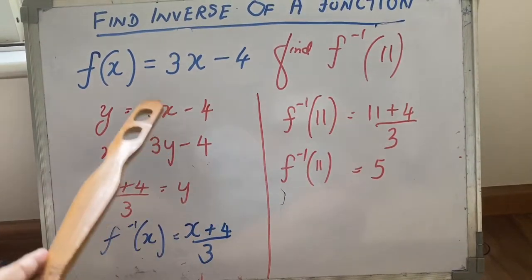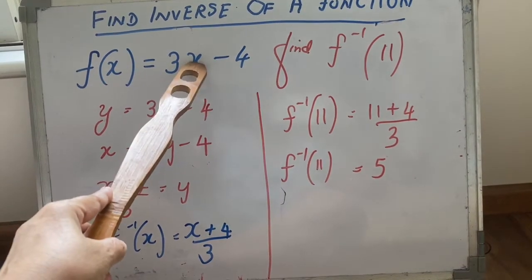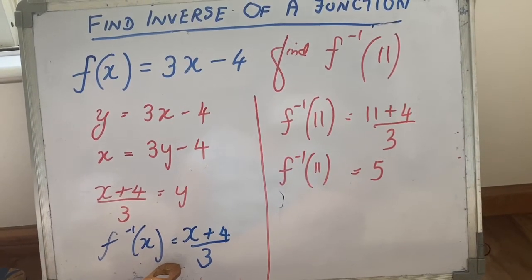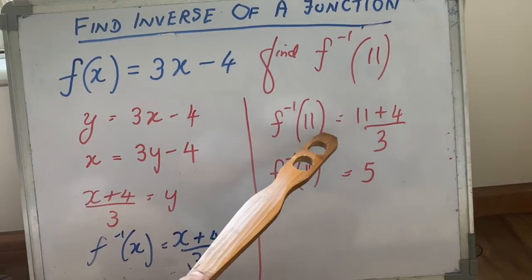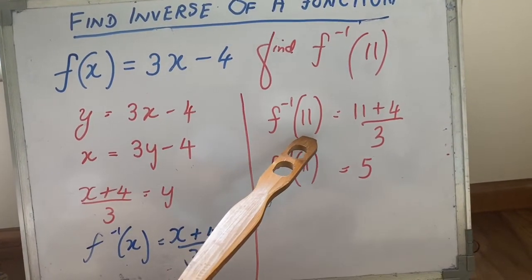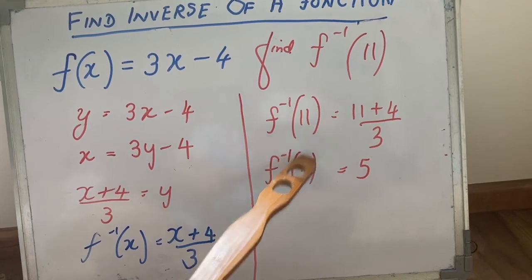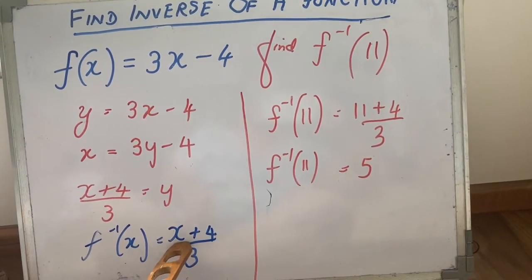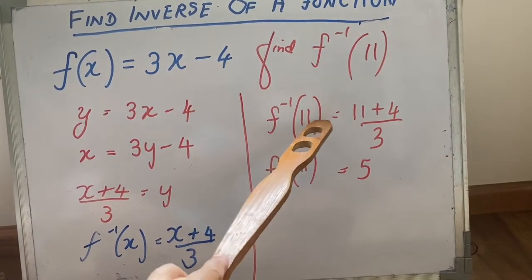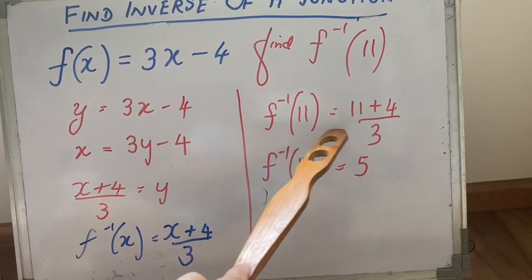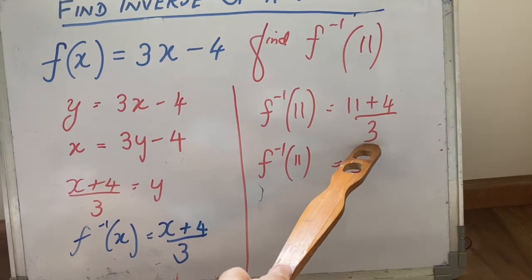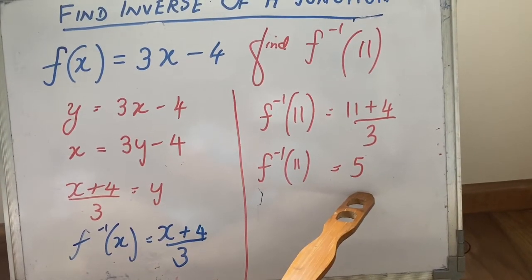So in such a case, first if you are given f of x, find its inverse and then the value which you are asked to find out, you substitute. You want to find out f inverse of 11. So you substitute this x with this 11. So f inverse of 11 is (11 plus 4) by 3, which will give you 5.